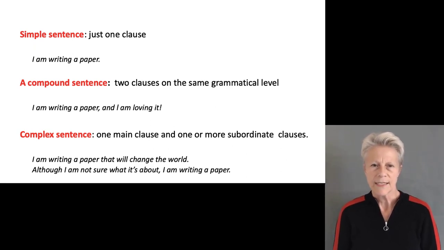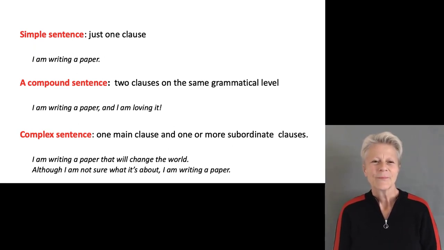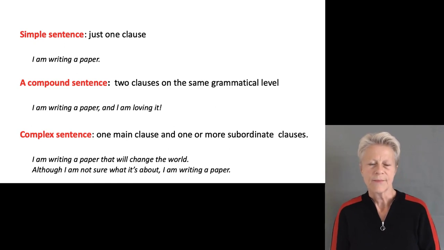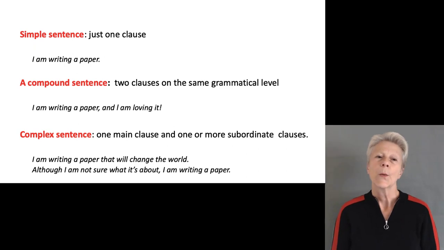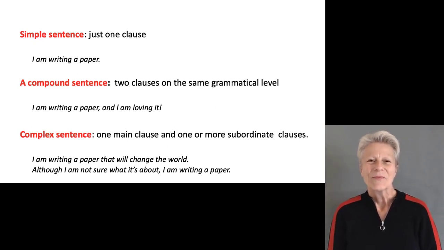Note that both are main clauses connected by a tiny word like and, but, for, so, or, well, there are 7 of them. We will revisit them later. A complex sentence consists of one main clause and one or more subordinate clauses. Like in, I am writing a paper that will change the world. Or, although I'm not sure what it's about, I am writing a paper. Okay, so this is our starting point.